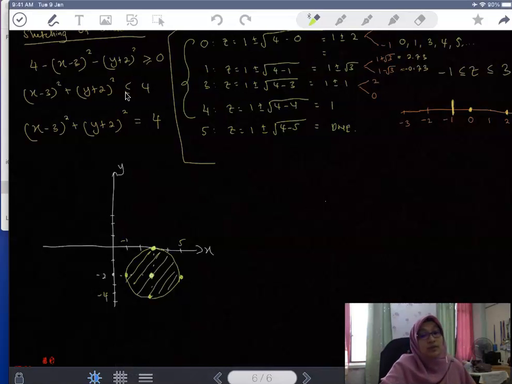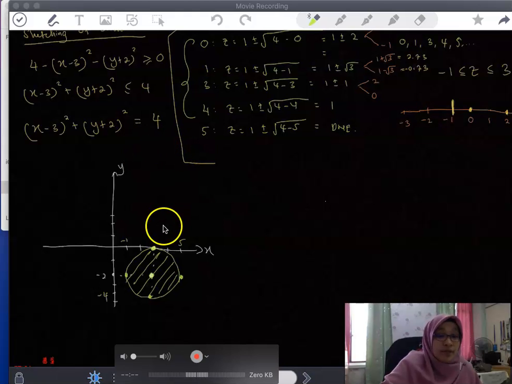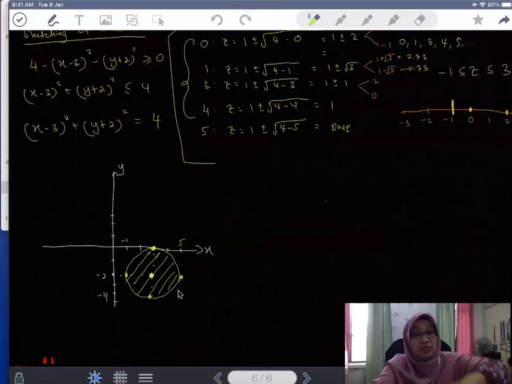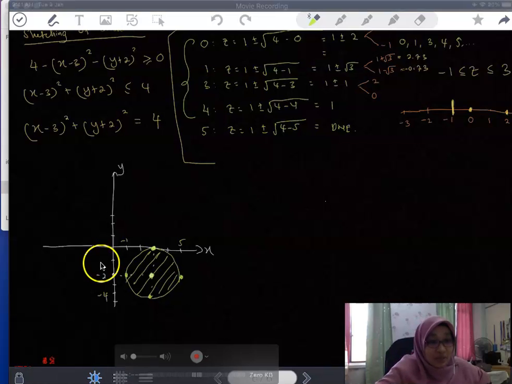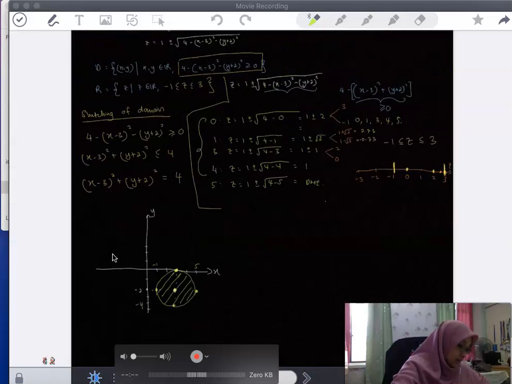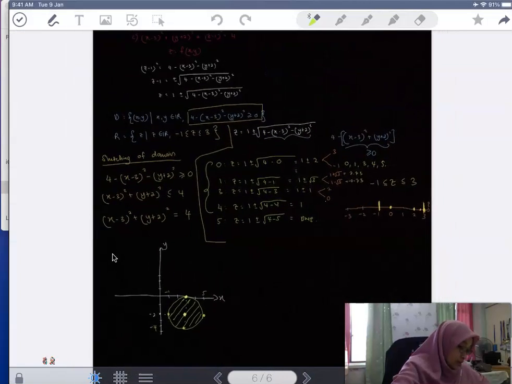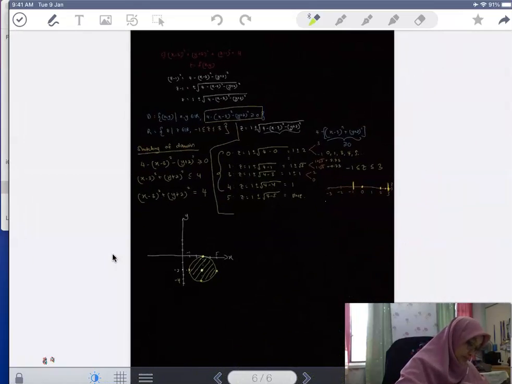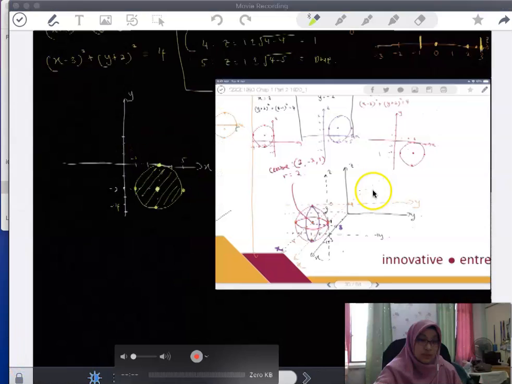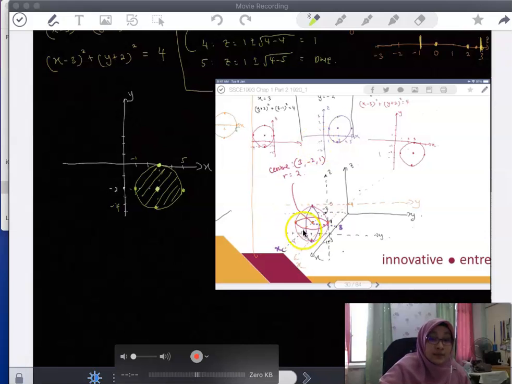Okay, now you compare whatever you have for the domain, range, and also the sketching of the domain to your sketching of the 3D, which is your sphere, where the center is at (3, -2) and z equal to 1. Okay, so this is from my previous sketching for this particular two-variable function. So this is the graph. Now this is your domain.